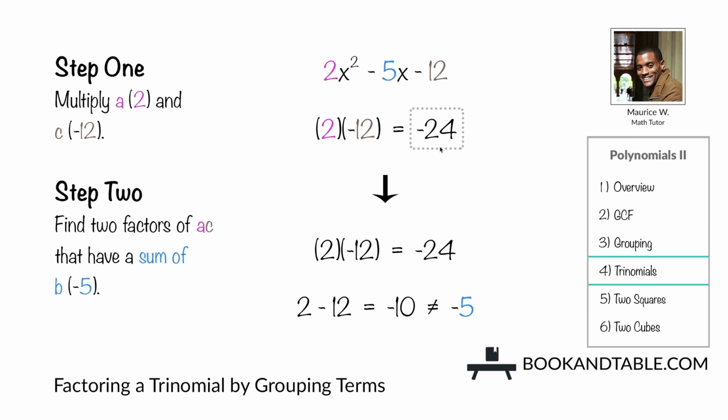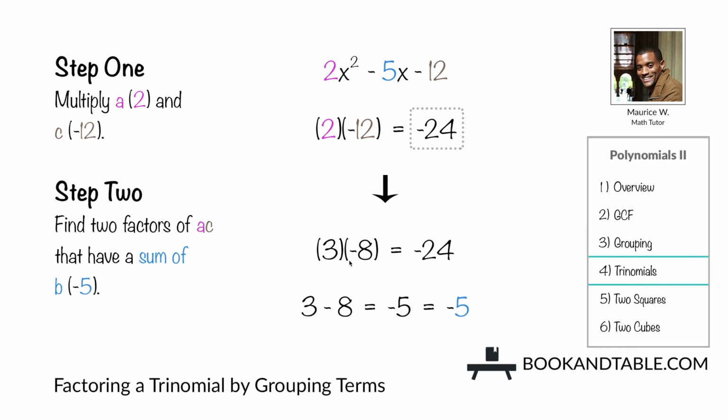So let's take a look at two other factors. 2 times negative 12 will give us negative 24, as we know. But when we find the sum of 2 and negative 12, that would be 2 minus 12, which is negative 10. And that does not equal negative 5. So 2 and negative 12 are not the factors that we are looking for.